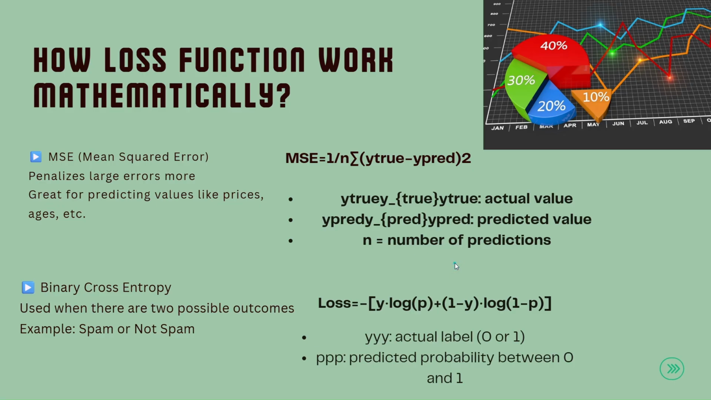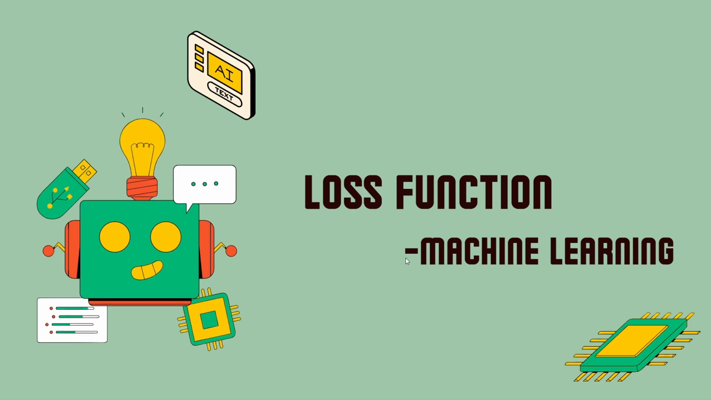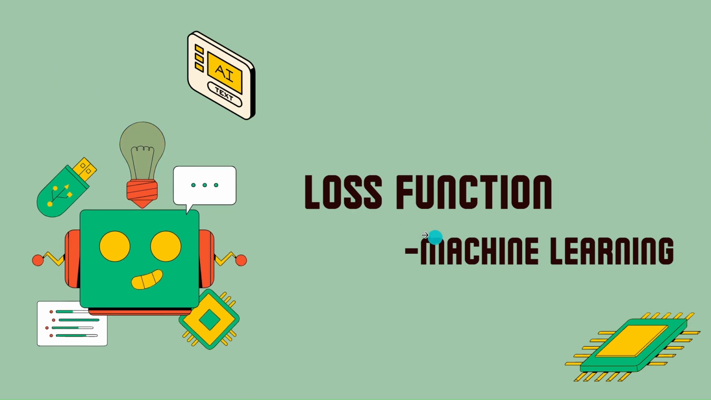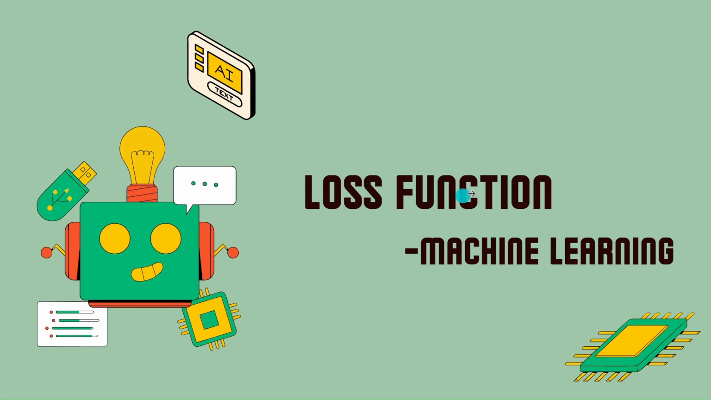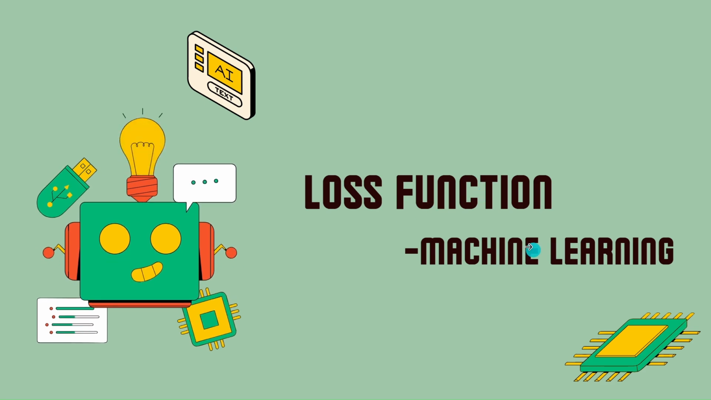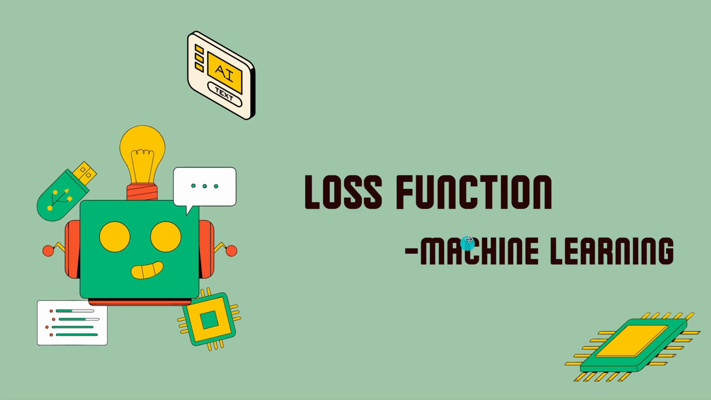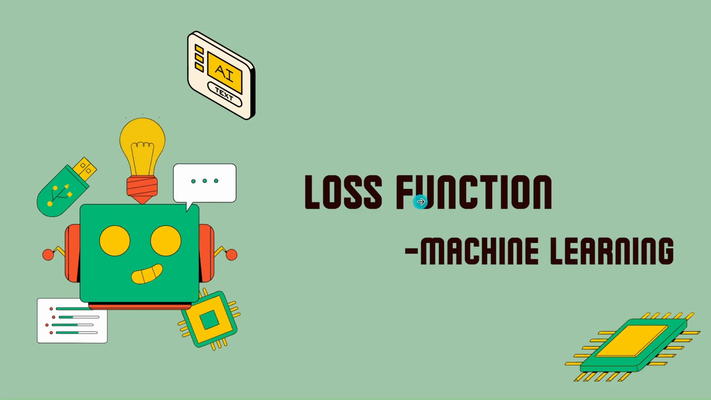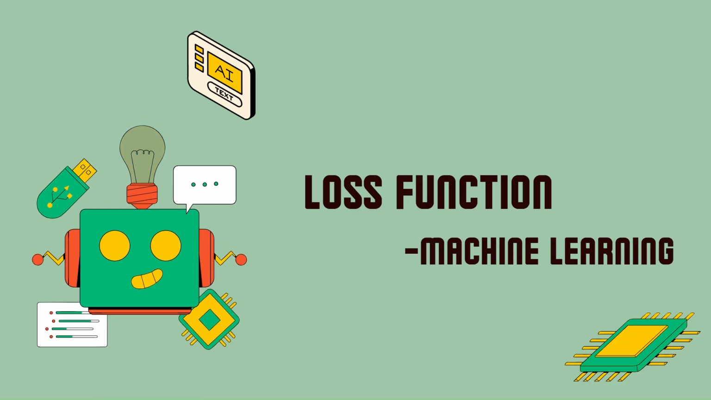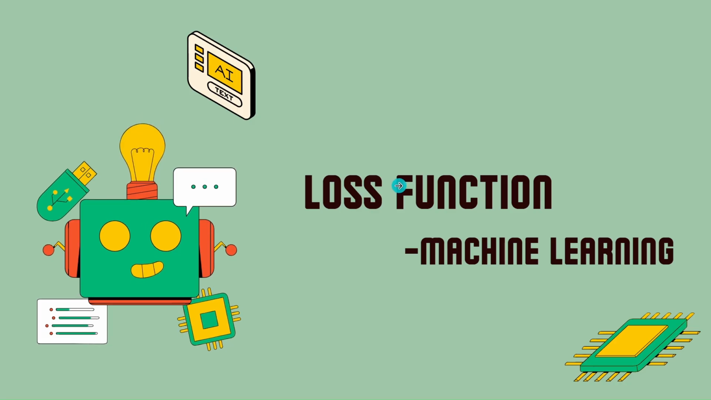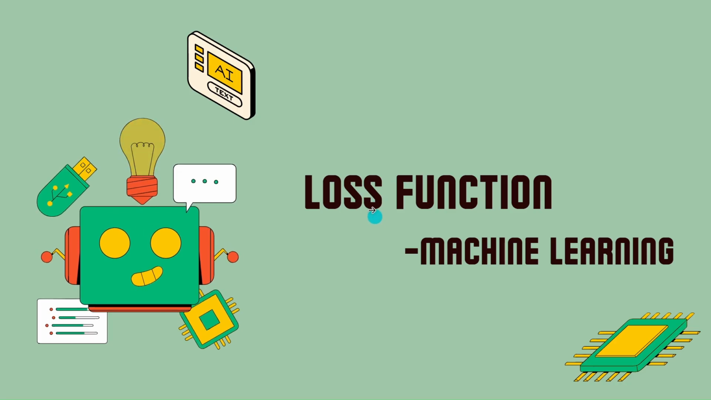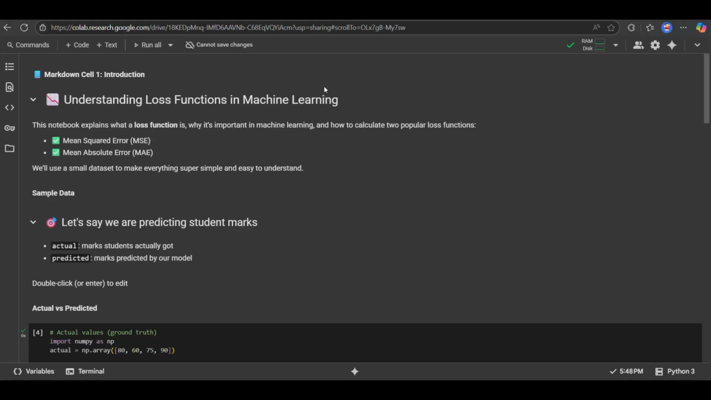So we'll quickly recap everything we have discussed. A loss function is a tool that helps the model learn by telling it how wrong it is. There are types for regression and classification. We have discussed a few, like MAE, MSE, and cross entropy. What we got to know is that the lower the loss, the smarter the model. So till now we have seen the theoretical part of loss functions.